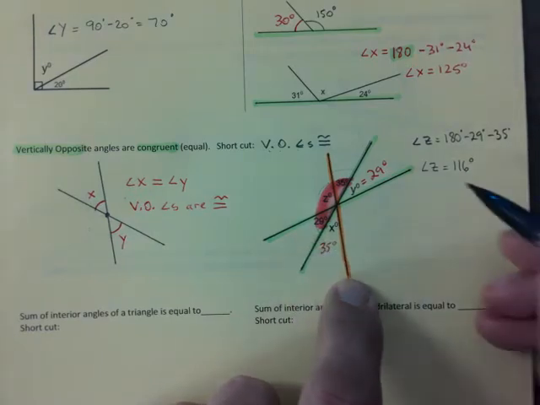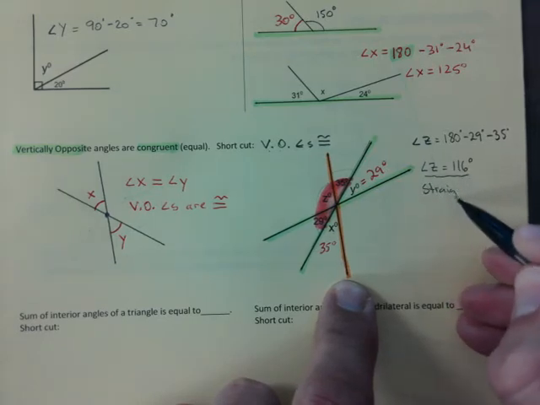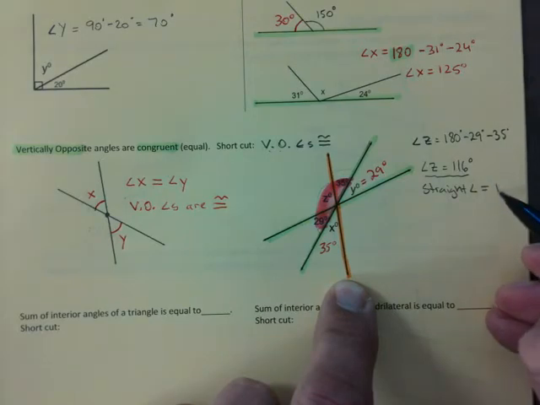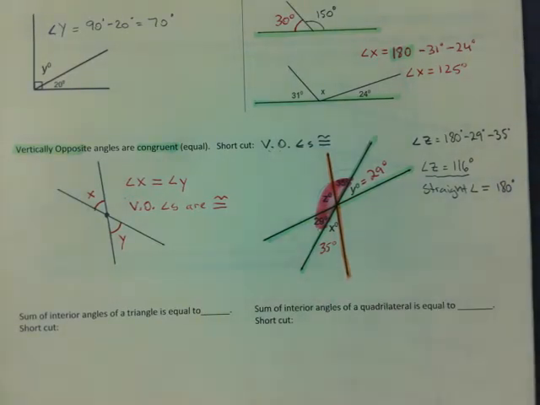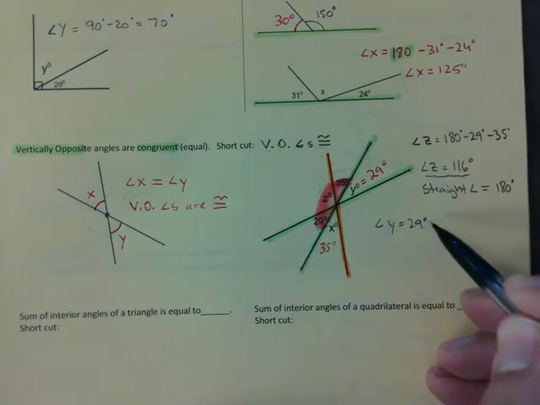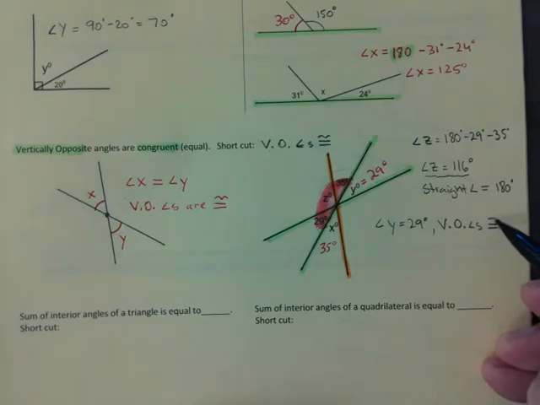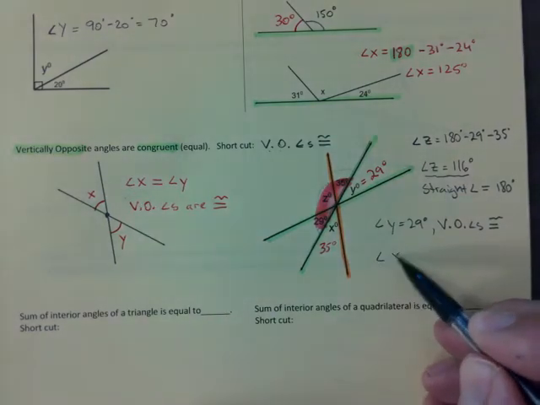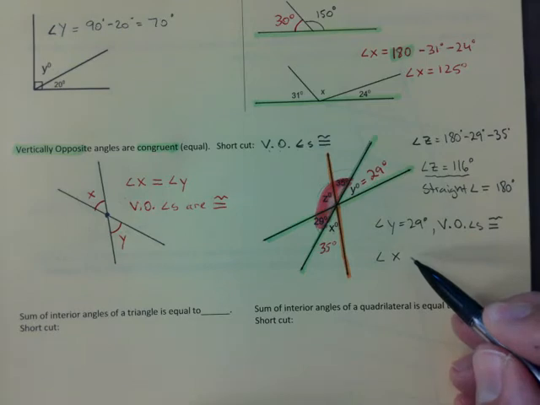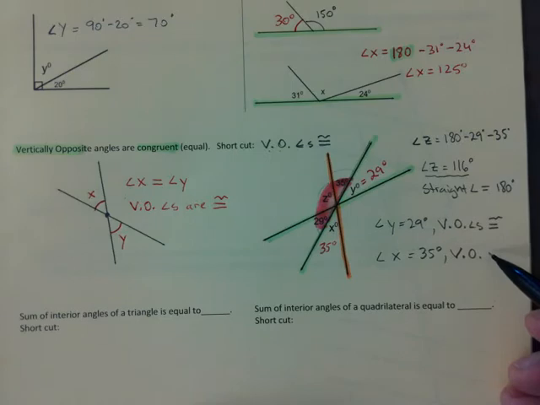And I will say that, how did I find this? Straight angle is equal to 180. Because I'm going to ask you to explain why is that. Angle Y is 29 degrees. How did you find that? Vertically opposite angles are congruent. Angle X is 35 degrees. Why is that? I used the vertically opposite angles being congruent property for that.